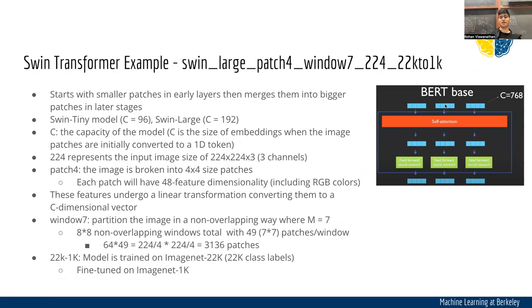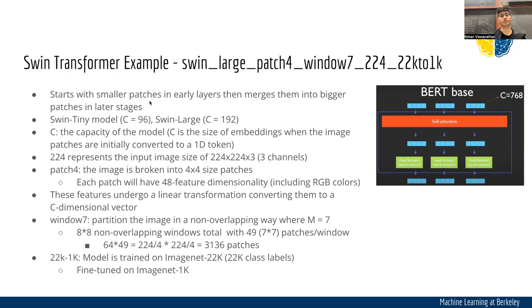So this is a Swin transformer: Swin large patch 4 window 7 224 22K to 1K. That is a very big name, but essentially, we're going to break this down. The motivation behind the Swin transformer also is that we start with smaller patches and then we merge them into bigger patches in later stages, right? So by combining our windows.